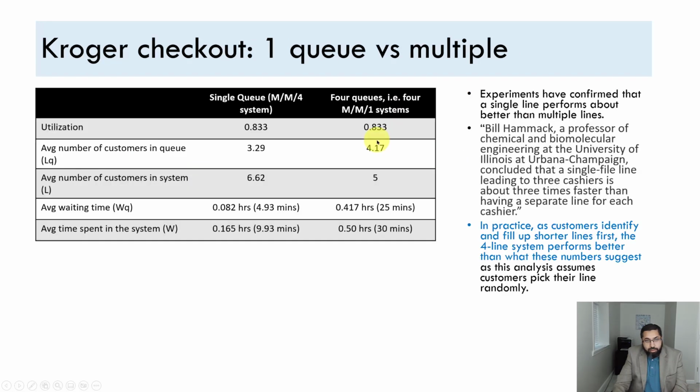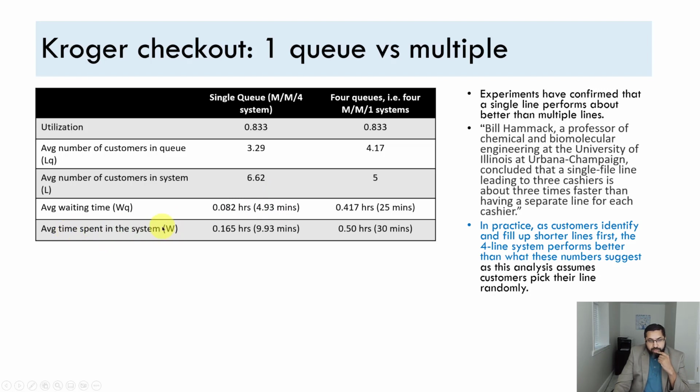So for the MM4 system, your utilization is going to be 83%. The average number of customers in the queue is going to be 3.29. This is the shared queue. And then the average number of customers in the system will be 6.6. The average waiting time is 0.082 hours, which is about 4.9 or about 5 minutes.